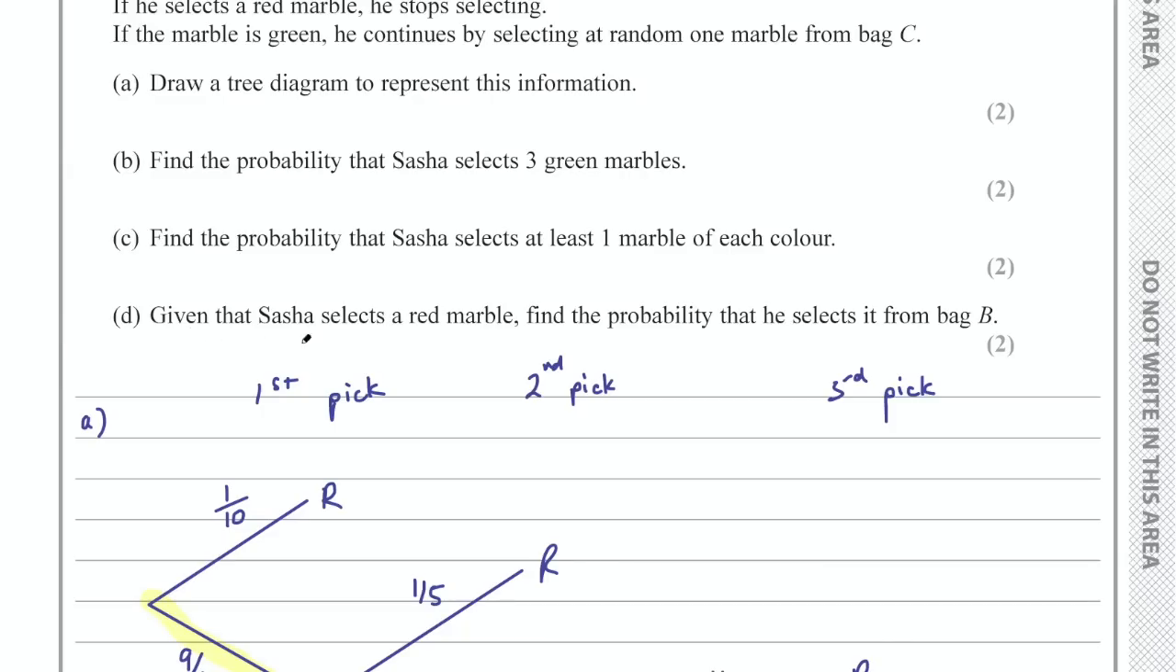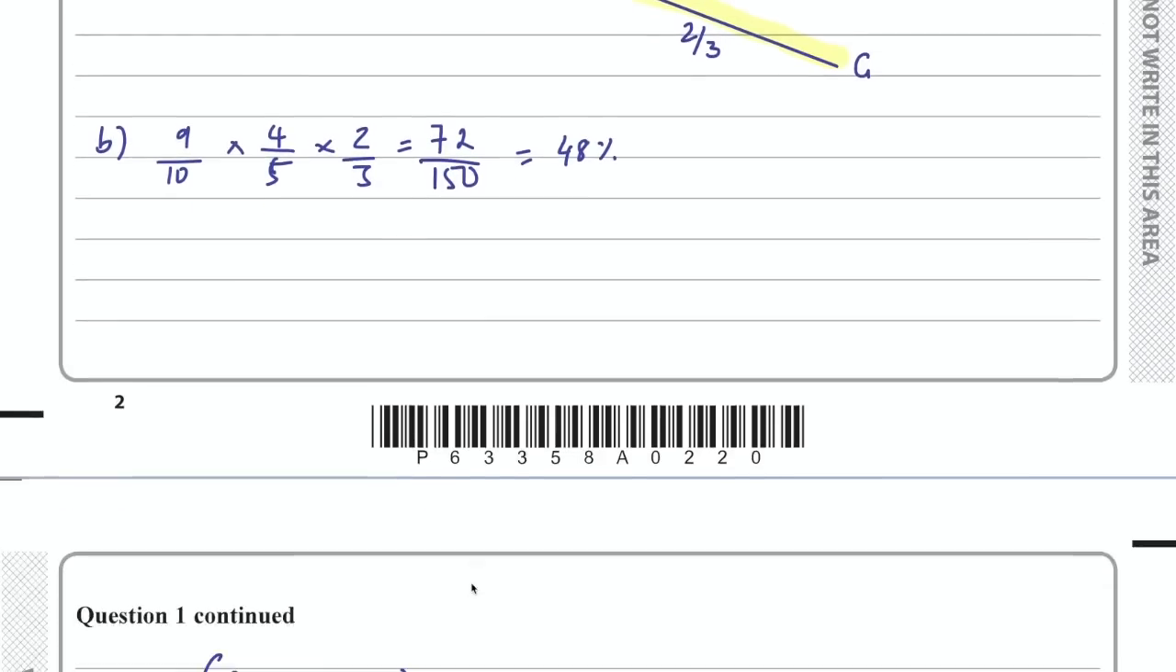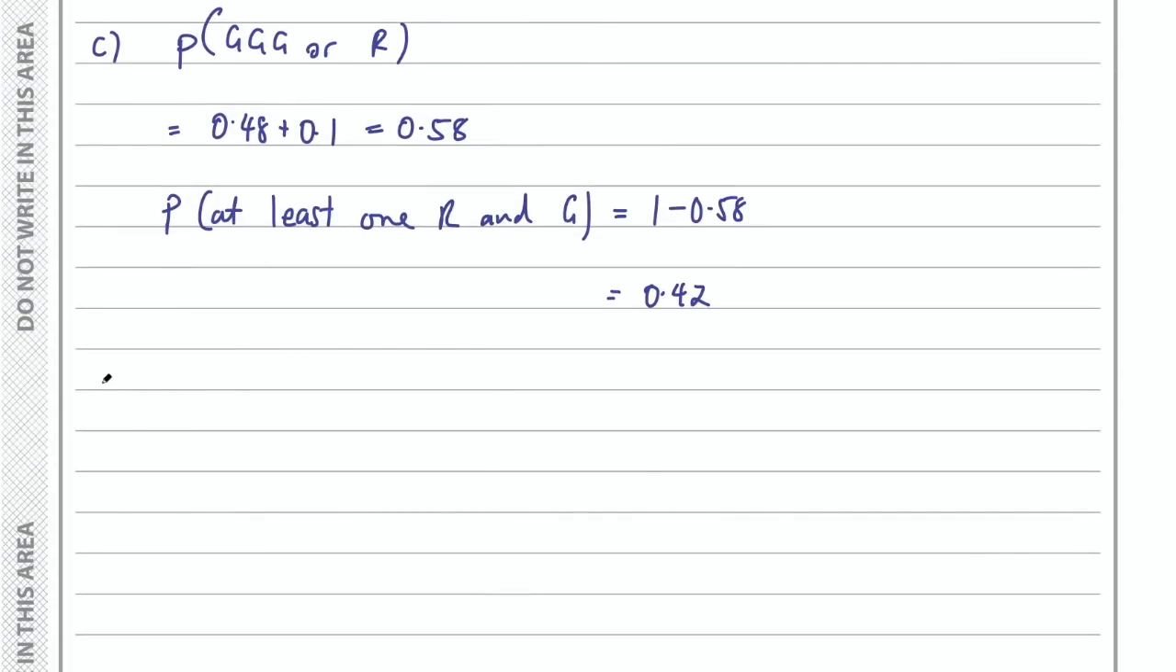For part D, it says, given that Sasha selects a red marble, find the probability that he selects it from bag B. There are a couple of ways to think about this problem. I'm going to use conditional probability because this is a conditional probability. The condition is he selects a red marble, and we want to know the probability that it is from bag B, from the second pick. So that's how I'm going to approach part D.